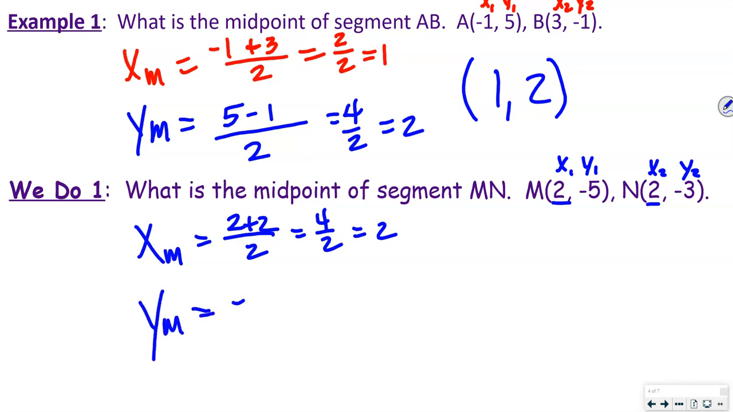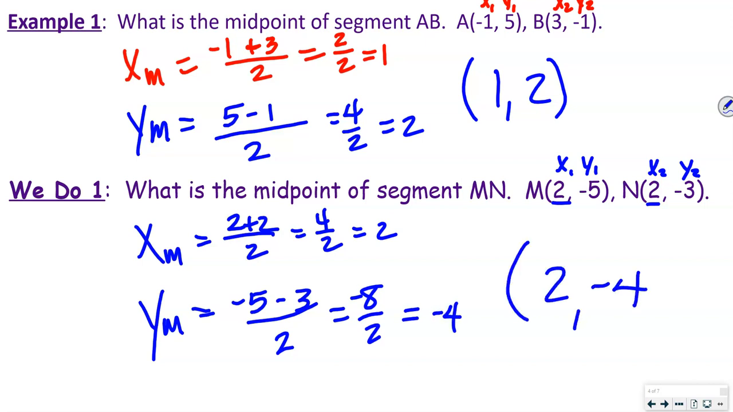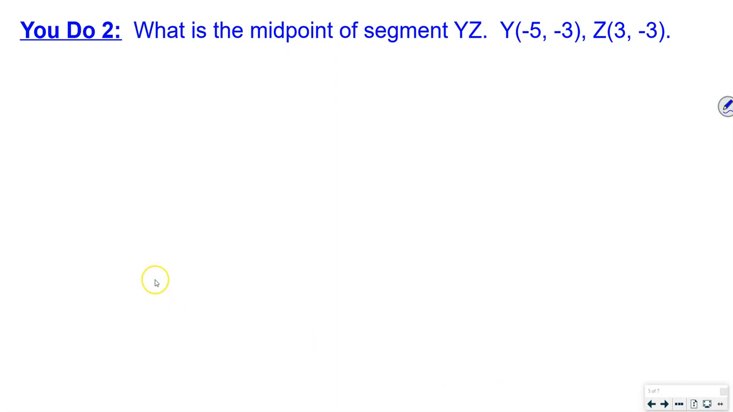Okay, so we're going to do -5. If you add a -3, you're subtracting 3, right? So if you combine two like terms, you just get a bigger like term, right? So that's going to be -8 divided by 2, which is -4. So our point here is 2, -4. That's the midpoint. All right, I want to see if you guys can do the next one yourself. So go ahead and pause the video, do this one, and come back to me when you're done.